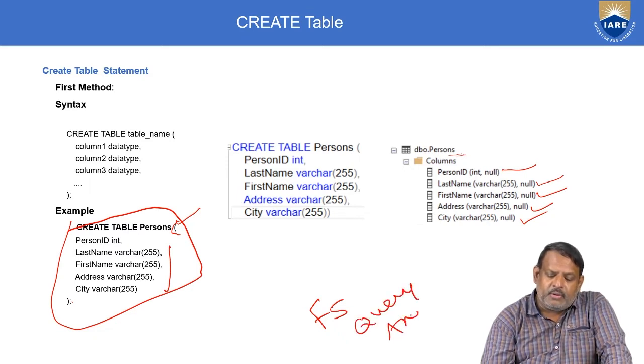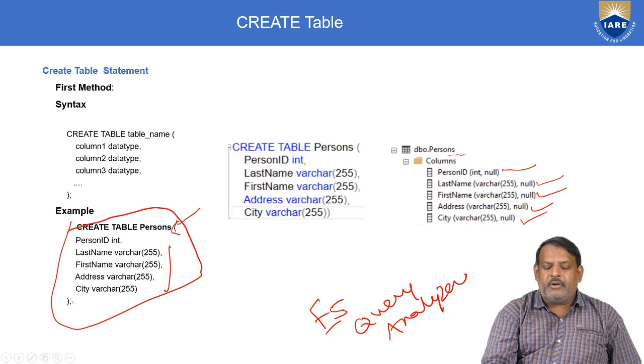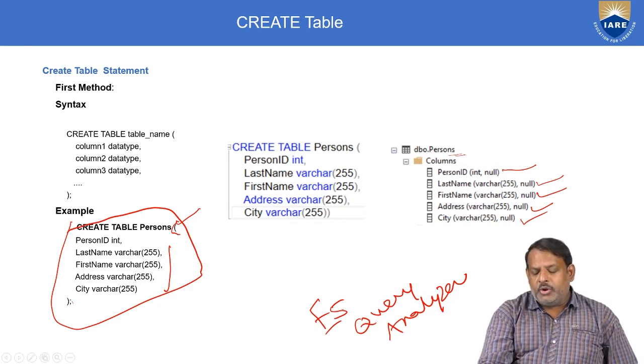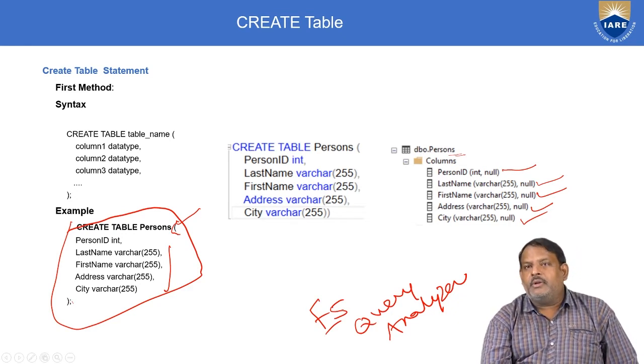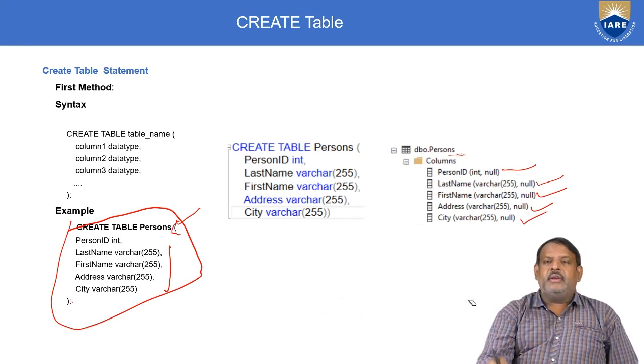Press the arrow or press F5. Then your table will be created. Go to the studio and check if the table is created or not. Okay, this is the first way of creating this table.